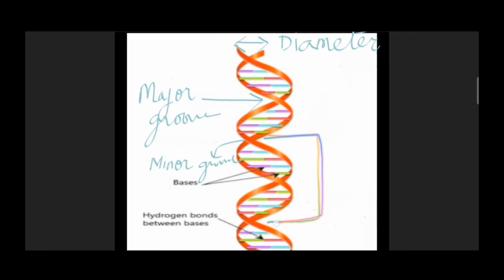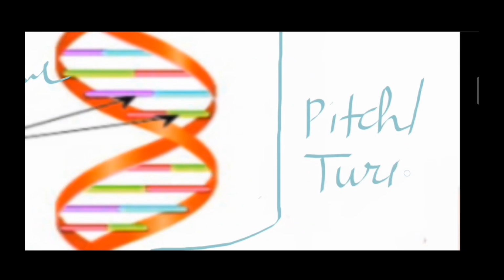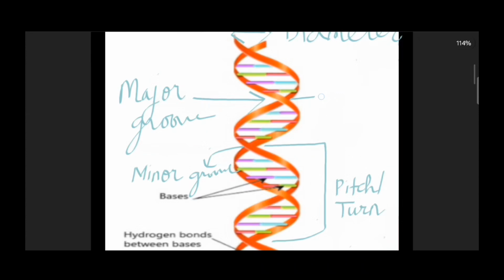Or I can also take this minor groove and then this minor groove. This will also be considered as a turn. So this to this will be termed as pitch, or you can say turn. Or we could also say this to this could also be termed as pitch or turn, right?